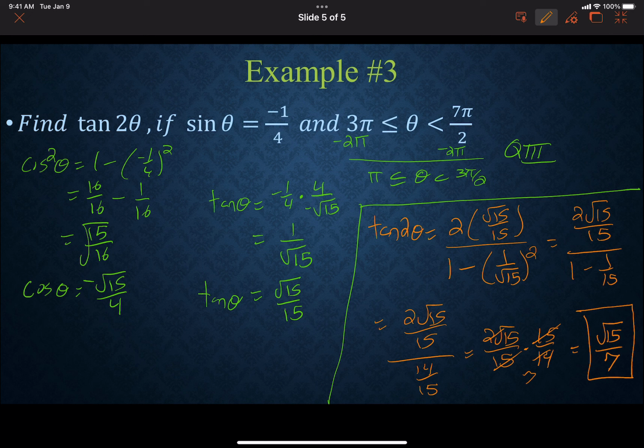So we doubled an angle. Next video is actually going to be talking about taking the half angle identity and seeing how that applies. So I'll see everyone next time for that.